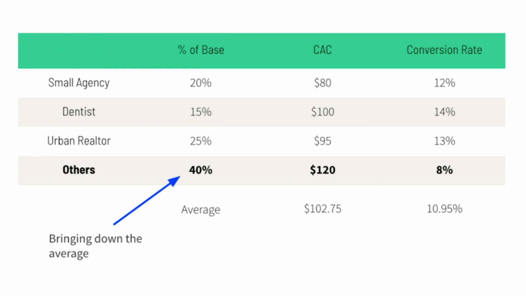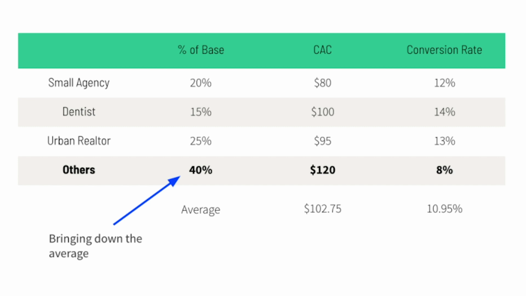In the chart on screen, you will see business metrics associated with 3 fictional customer segments and a group of non-segmented customers. Here we can see that the other group, customers who fall outside the target segments, make up 40% of the customer base and have both a higher customer acquisition cost and a lower conversion rate. Their customer acquisition cost is $120, which is $40 more expensive than small agencies, the most affordable segment to acquire, and $20 more expensive than dentists, the most expensive target segment to acquire.